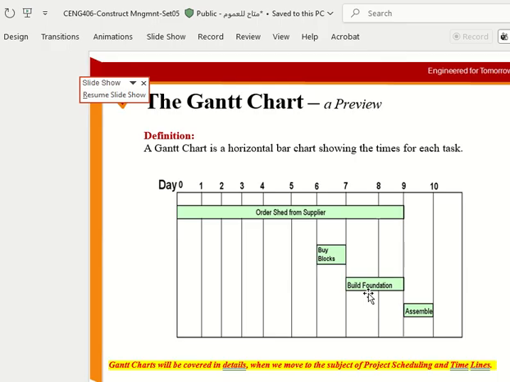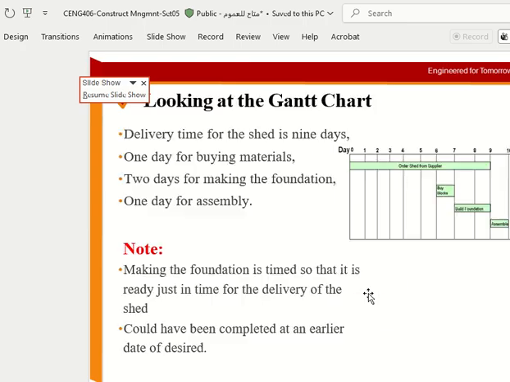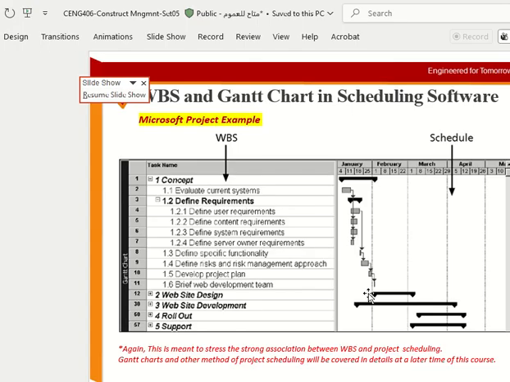Because I have resources, I want to start the foundation on day 7. But should I complete buying the blocks before this activity from this graph? I don't know. So this one is a very simplistic Gantt chart, and this is the thing which you can even draw in Excel as well, but this is more professional.